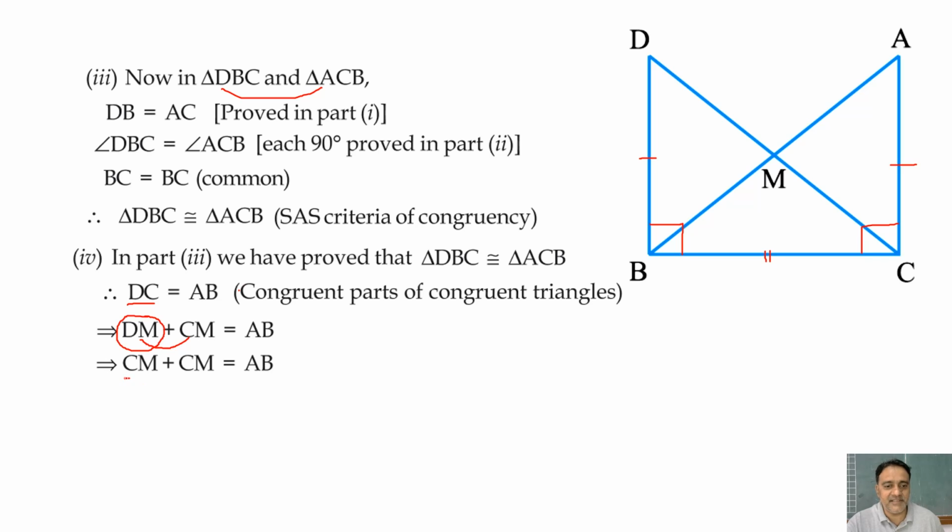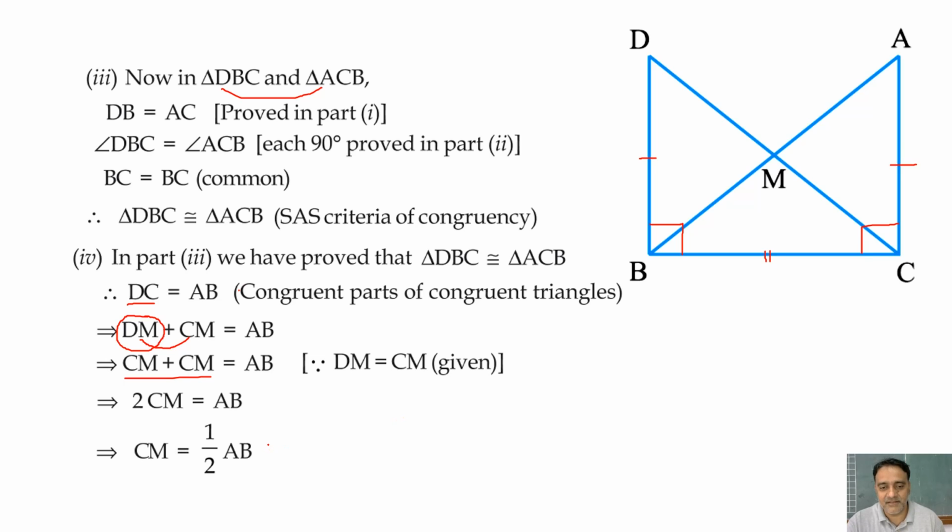So we can write CM in place of DM. So CM plus CM will become 2 times CM. So CM will be half of AB. So this is the proof of the fourth bit. Any doubt in this question? No, sir.